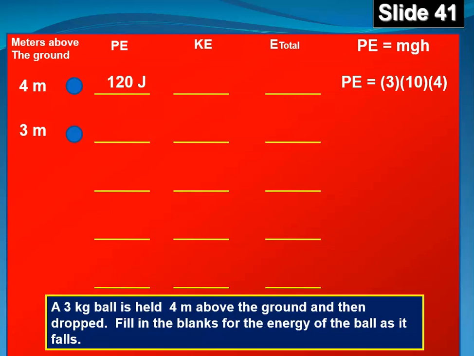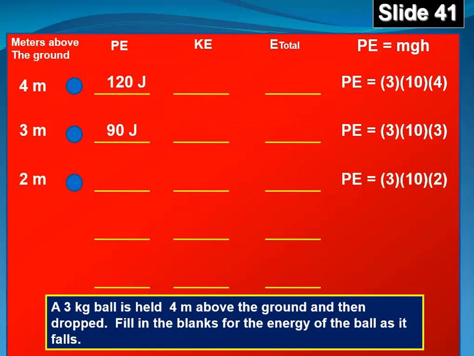All right, so 3 meters. You see the formula. The only thing that changed was the height. The mass of the ball is the same, and the gravitational acceleration is the same. So you multiply those, and you get 90 joules. Next at 2 meters, the only number again that changes is the height. So it's 3 times 10 times 2. That gives you 60 joules of potential energy.